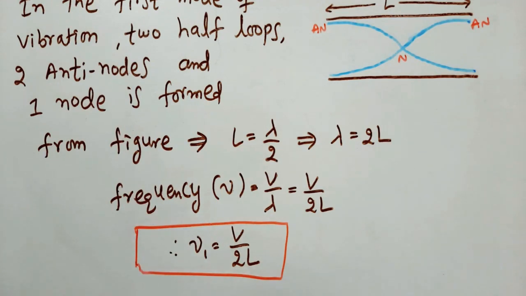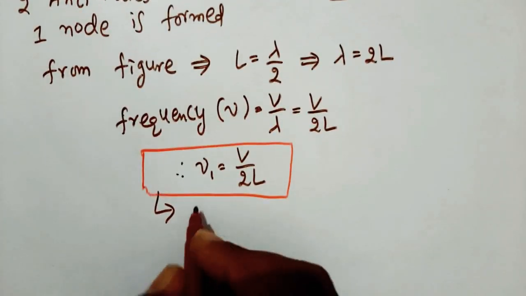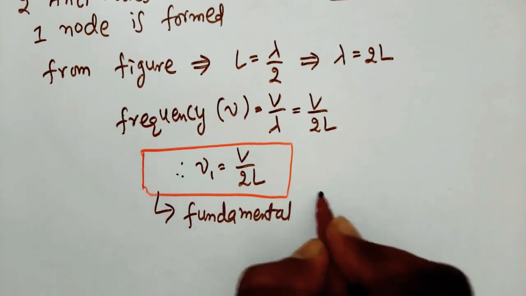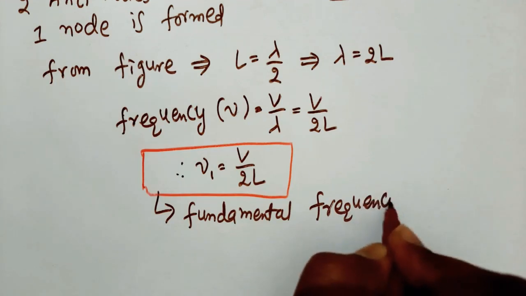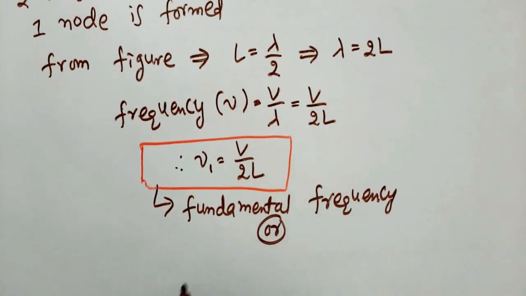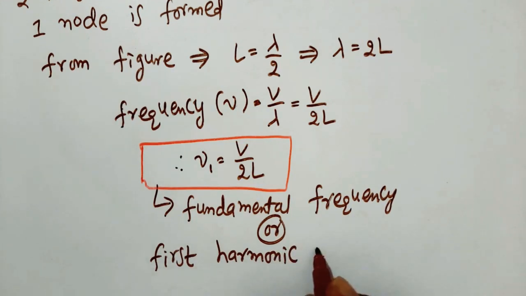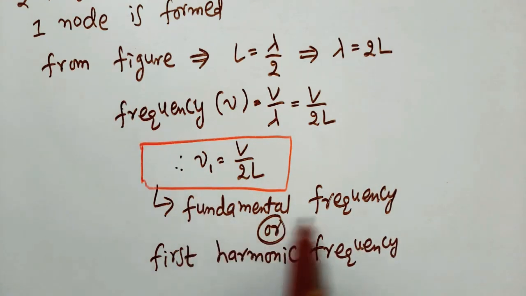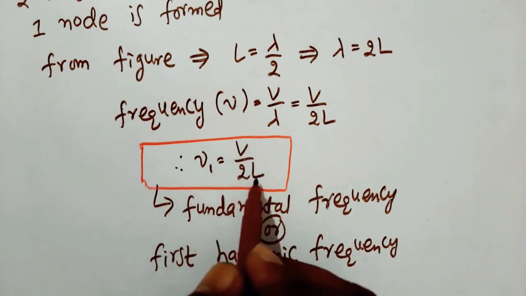This is known as the fundamental frequency or first harmonic frequency. So the fundamental frequency or first harmonic frequency is nu1 is equal to V by 2L.